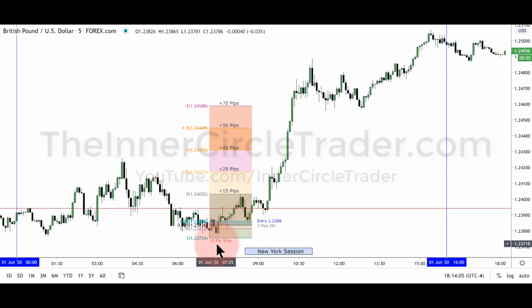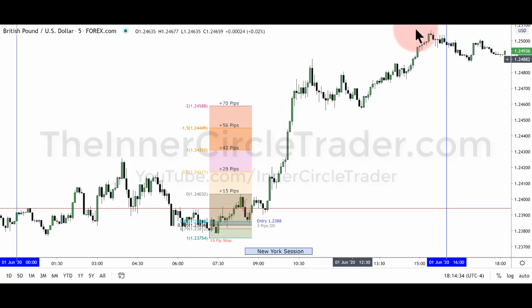Stop loss is 15 pips, which puts it just below this low here. At the old high, we have a 1-to-1 right away at plus 15 pips. At a half standard deviation, it's up 29 pips. 43 pips at 1 standard deviation, 1.5 standard deviations takes us to plus 56 pips, and ultimately at 2 standard deviations is where we would kill the trade, at 70 pips.